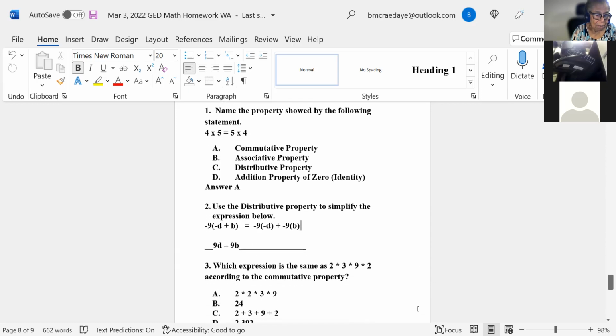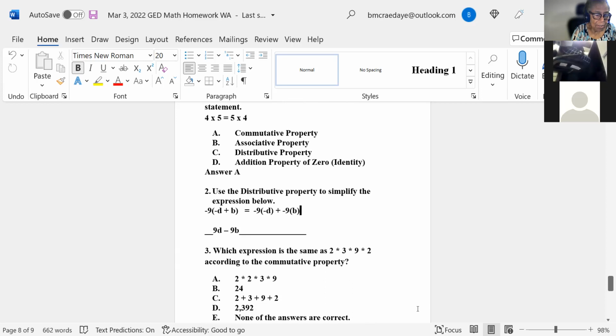Now, Maureen, which of these are the same as 2 times 3 times 9 times 2? This is the commutative property. Which of those are the same? And how could you find out? I would say A. That's correct. Very good. C says plus, but the asterisk is the multiplication, so it can't be C.